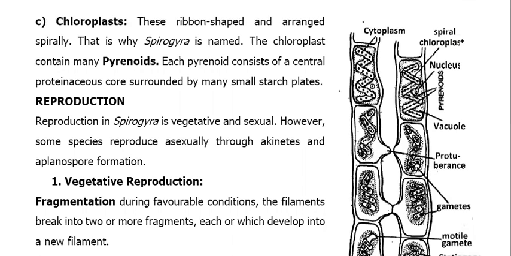The chloroplasts are ribbon-shaped and arranged spirally, which is why Spirogyra is named so. The chloroplast contains many pyrenoids. Each pyrenoid consists of a central proteinaceous core surrounded by many small starch plates. The pyrenoids, just like those of the other algae we have studied in previous lectures, are also present in Spirogyra, and they help it get nourishment, photosynthesize, and produce food.